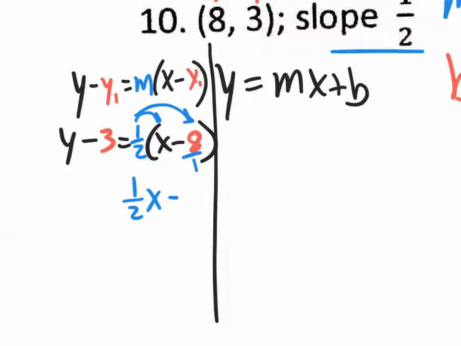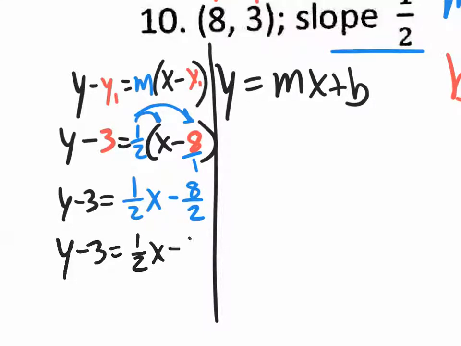Negative what? Negative 1 times 8 is 8. 2 times 1 is 2. Negative 8 halves. We do have the equal sign, the y minus 3 on this side. What is 8 divided by 2 over here, guys? 4. So I really have y minus 3 equals 1/2 x minus 4.